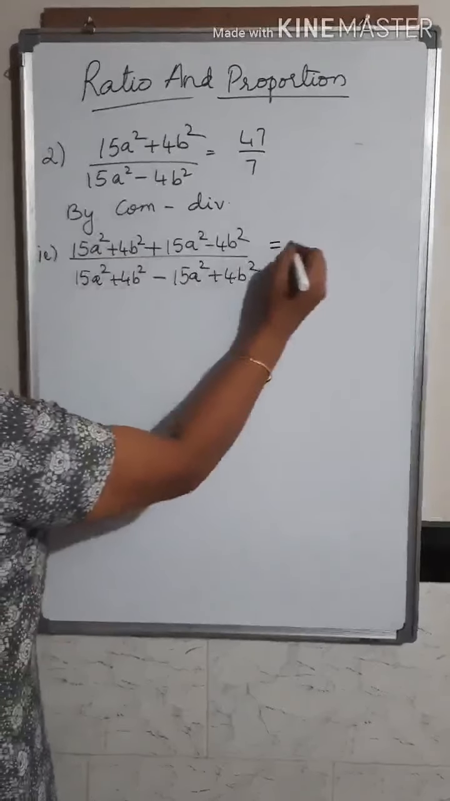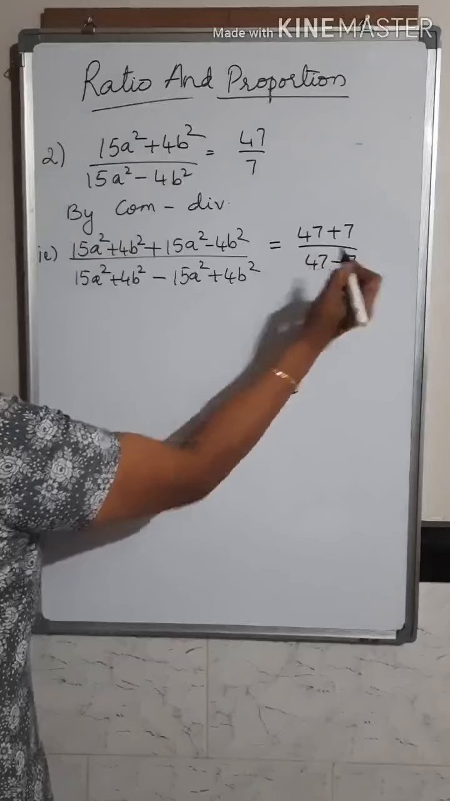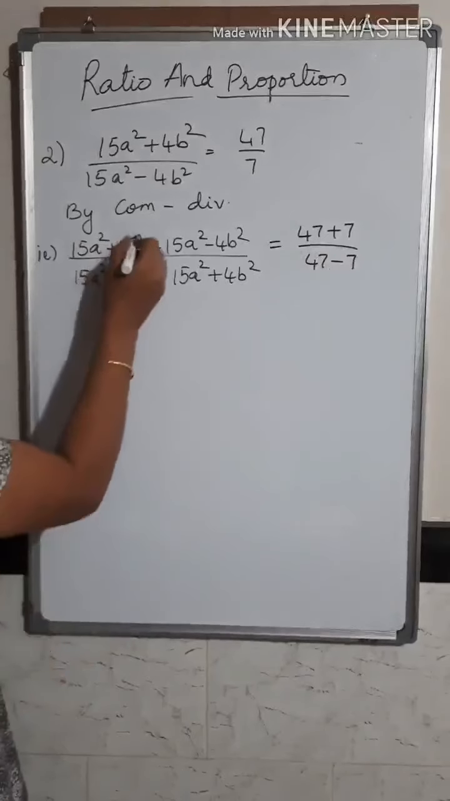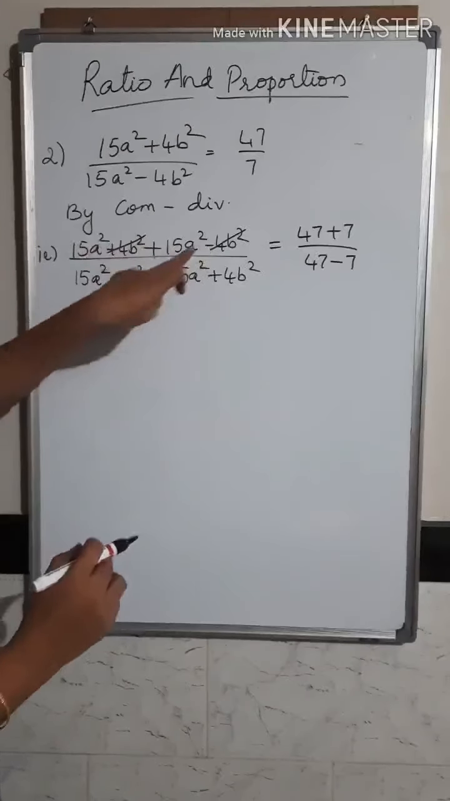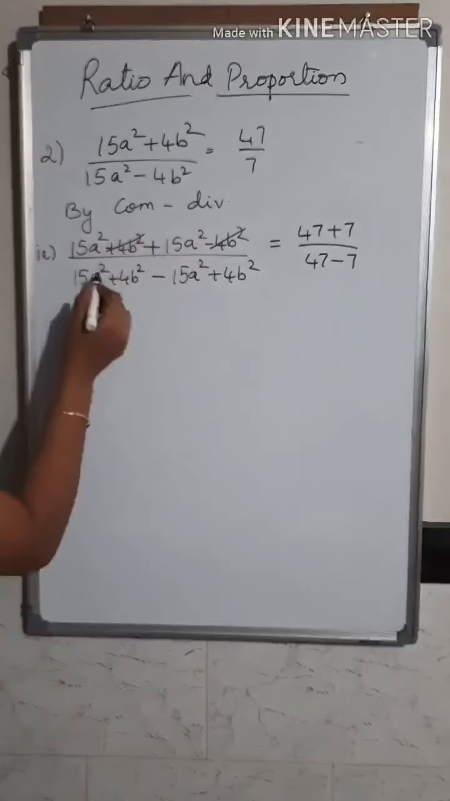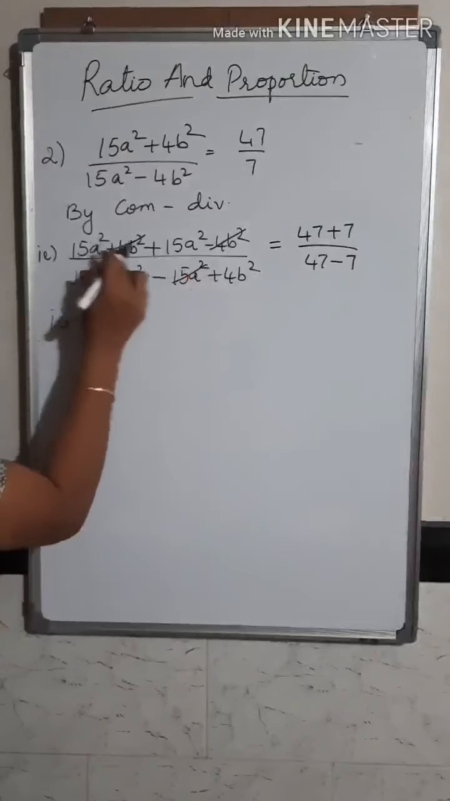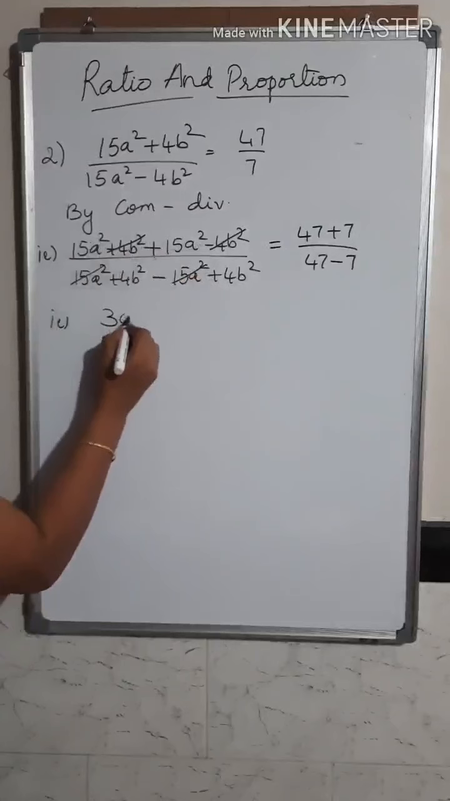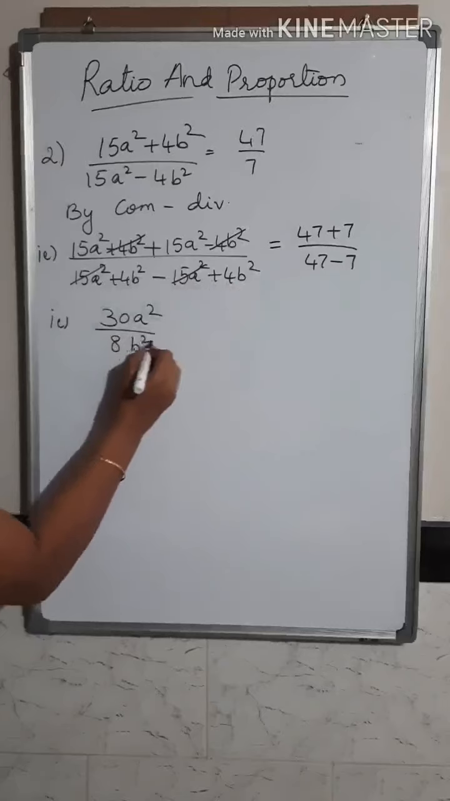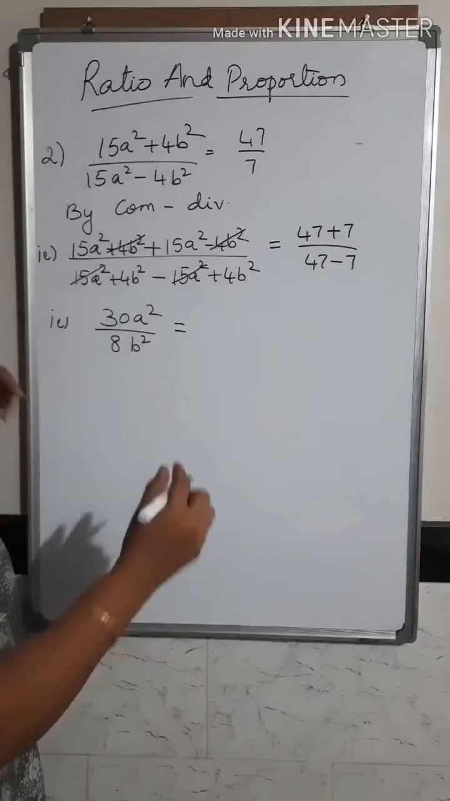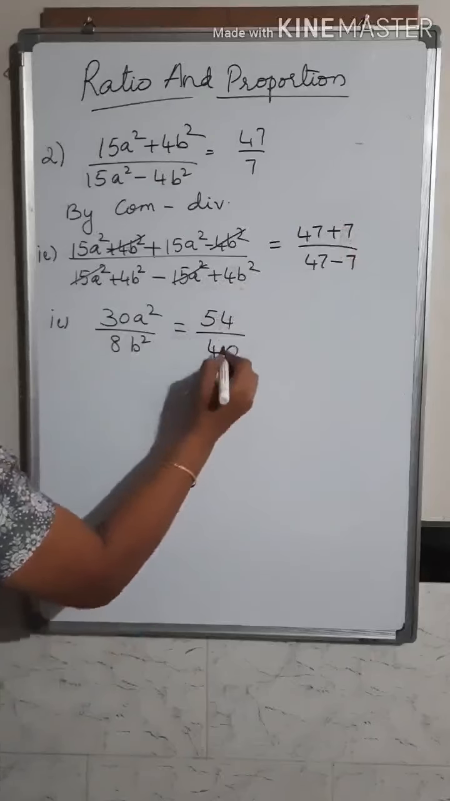The same property is used on the other side, 47 plus 7 upon 47 minus 7. Now here, 4b square and 4b square get cancelled because one is with a plus sign and the other is with a minus sign. And in the denominator, 15 and this 15 get cancelled. So what you are left with here is 15a square plus 15a square, which is 30a square, upon 4 plus 4, which is 8b square, is equal to, do the simplification there, 54 upon 40 you get.